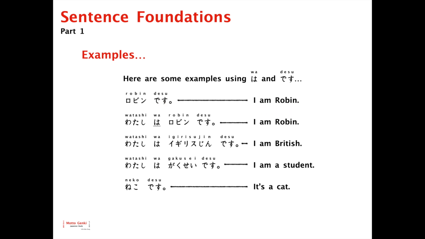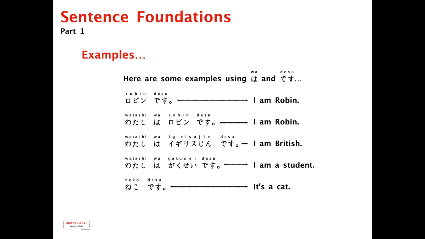The next one is the longer, full version of that using wa. So, watashi wa Robin desu. These two are the same sentence. They both mean I am Robin. However, the first one is implied, that it's me we're talking about. The second one explicitly says watashi, I.